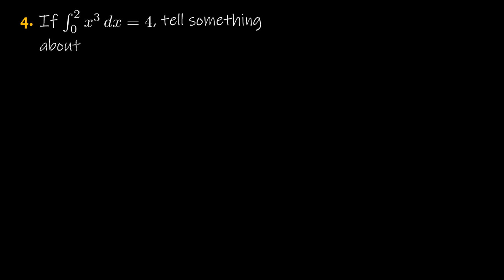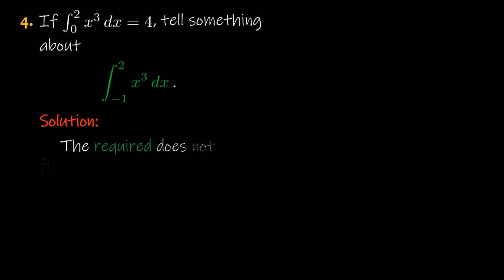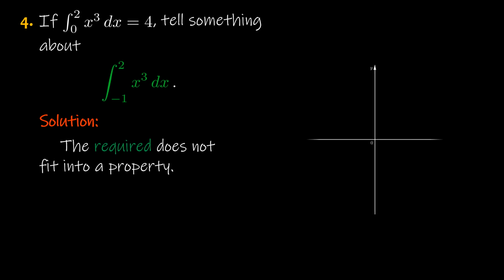Number 4. If the integral of x cubed dx from 0 to 2 equals 4, tell something about the integral of x cubed dx from -1 to 2. Solution. The required definite integral does not fit directly into a symmetric property. However, we can still take advantage of the odd function symmetric property.